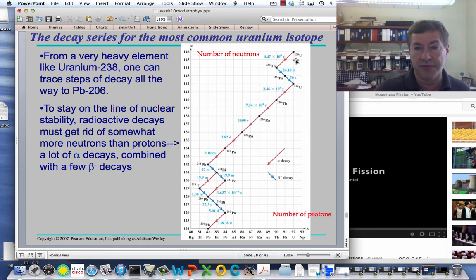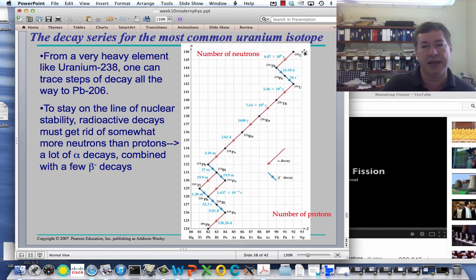By subtraction, 92 from 238 leaves me the number of neutrons, which is on the vertical axis here, and that must be 146. So we have 146 neutrons trying the best they can to hold together these 92 protons from exploding. And I have to say, they do a pretty good job of that, because it will stay stable on average, statistically, for a pretty long time.